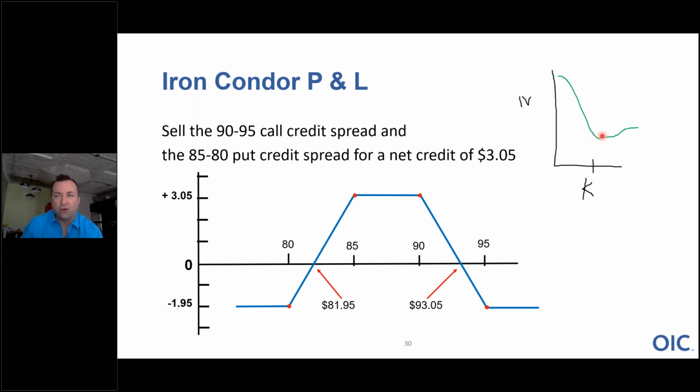But if we go with our example, and this stock within our example has the classic volatility skew, think about where the strike prices are. Our call strikes are up here, our put strikes are here. Which of these four options has the highest implied volatility? It's going to be the 80 strike, the lowest one. And are we buying or selling that option? Well, we're buying it. We're selling the 85, we're selling the 90, we're buying the 95, buying the 80 put.